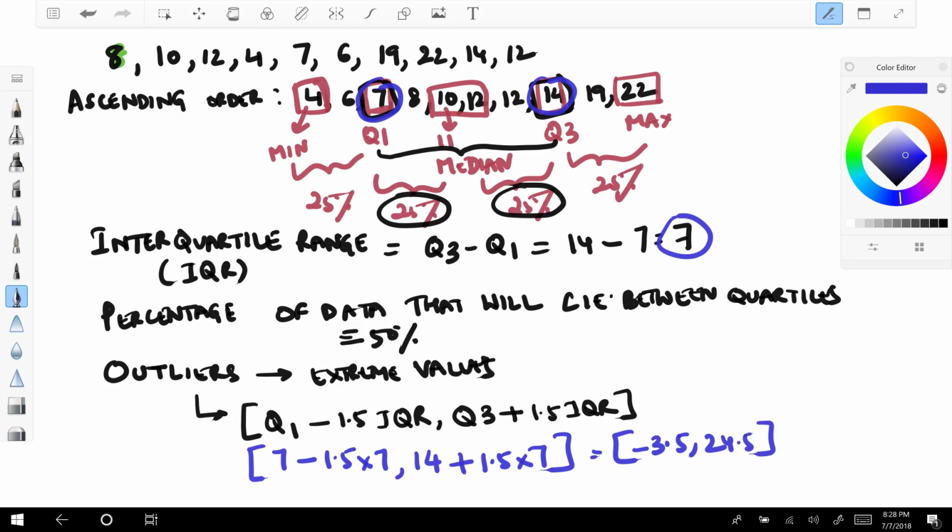So now we look at our data set and see whether all those values within our data set are within this limit. So 8 is within that range, 10 is within that range, 12 is within that range, 4 is within that range, 7 is within that range, 6 is within that range, 19 is within that range, 22 is within that range, 14 is within that range, and 12 is within that range. So this data set has no outliers.